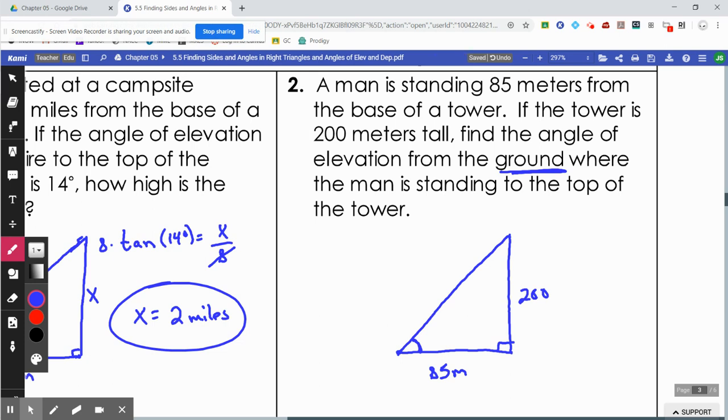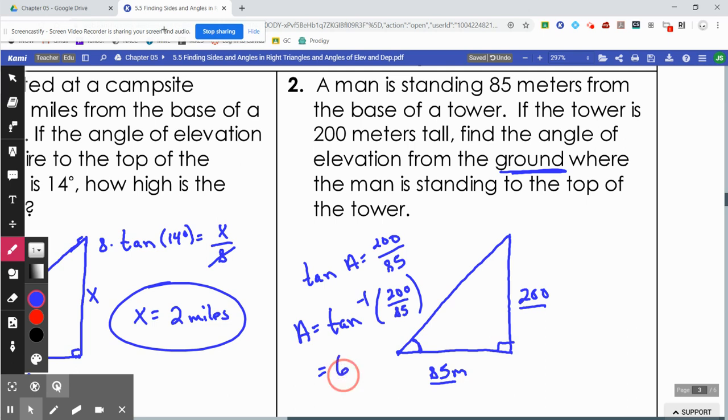That angle would equal, okay, we're talking about the opposite and adjacent, so that'd be the tangent. The tangent of my angle, we'll call it angle A, is equal to opposite over adjacent. If you don't remember to move the tangent over, we're going to turn it into inverse tangent. So A is equal to the inverse tangent of 200 over 85. Once you solve that, you're going to find out that angle A is equal to right at 67 degrees. Number 3.